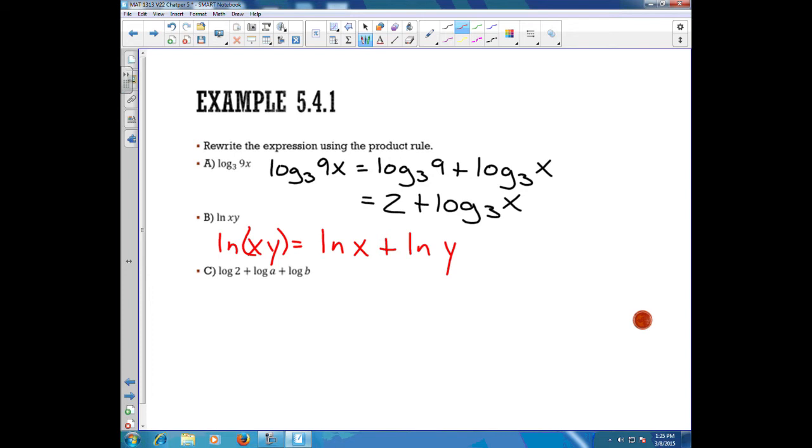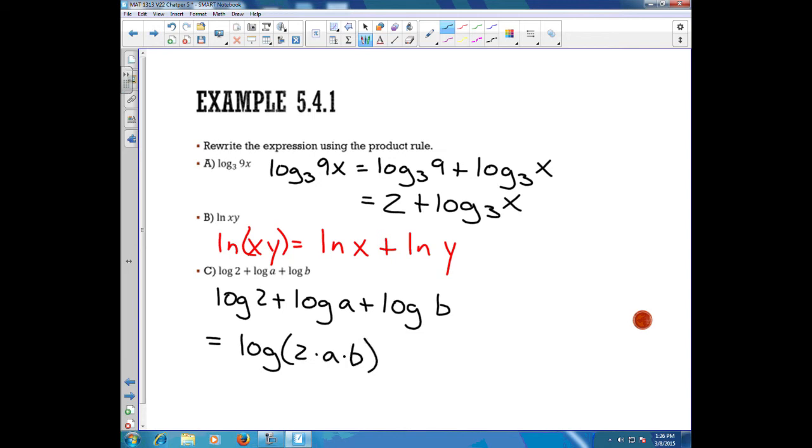And finally, going the opposite way, if we have 3 logs added together, we can combine them all as a single product. So we have log 2 plus log a plus log b. We can combine this as one log of 2 times a times b, or just log of 2ab. So we just went the opposite way. We took the sum and combined it into a product. So you should be able to go both directions here.